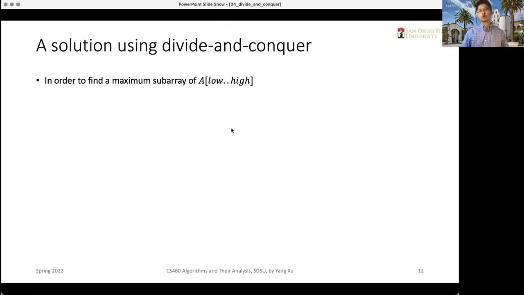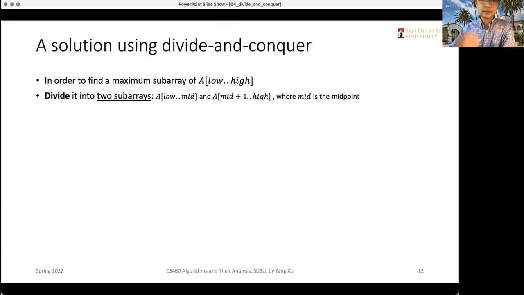All right, so let's think about the problem. We want to find the maximum subarray from low to high. Let's just divide it. A straightforward way, for any input array, is to find the midpoint so that we can have two sub-arrays. The first one is from low to mid, the second one from mid plus one to high.